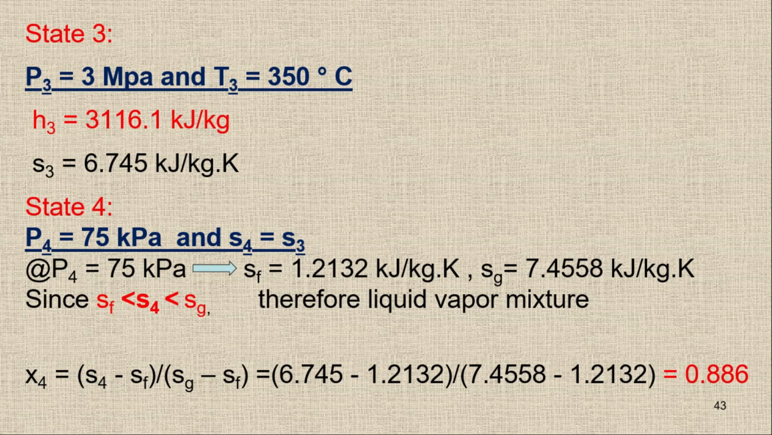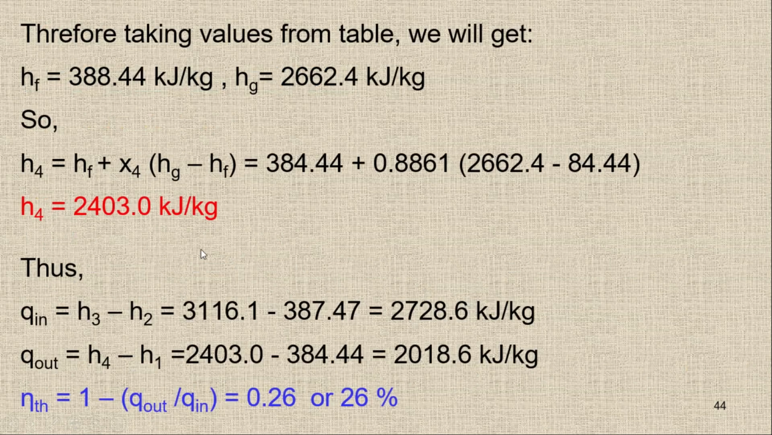So when we know X4, we can easily find out the enthalpy value at state 4. We have the pressure of 75 kilopascal, and we know it's a liquid vapor mixture, so we can easily check what is the HF value and what is the HG value. And by using the basic formula, which is H4 is equal to HF plus X HFG, we can easily calculate the value for H4, and it comes to be 2403 kilojoule per kilogram.